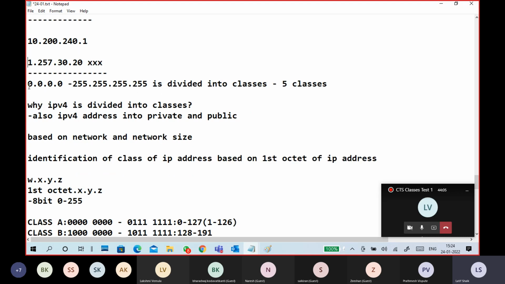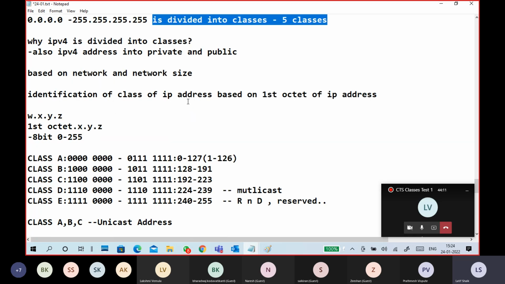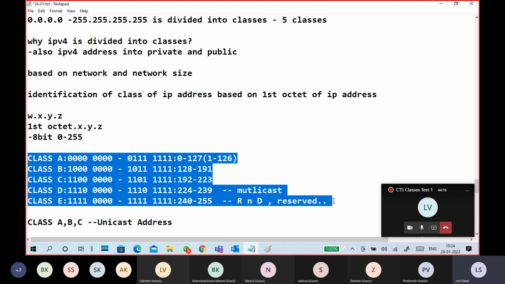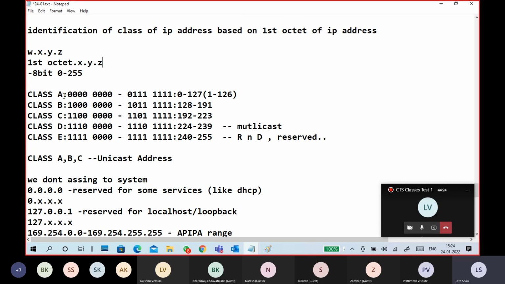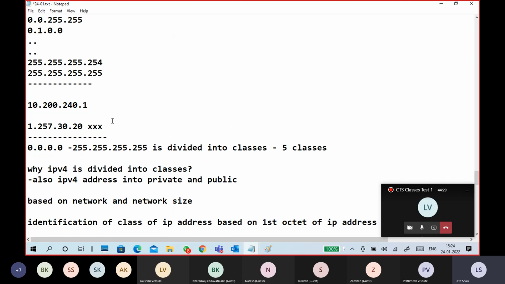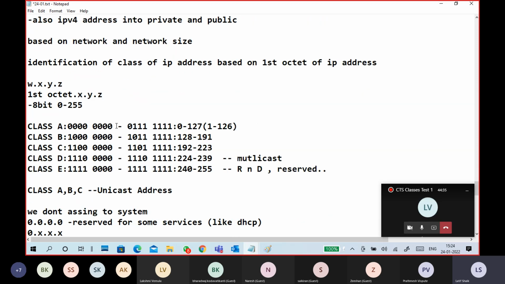The total IP addresses are divided into 5 classes: Class A, Class B, Class C, Class D, Class E. There is always a question of why we divide into classes. It depends upon the size of the network, so we can choose a better option. If you don't divide the IP addresses, we cannot manage them easily. When you divide them, you can easily manage them based on the size of your network.